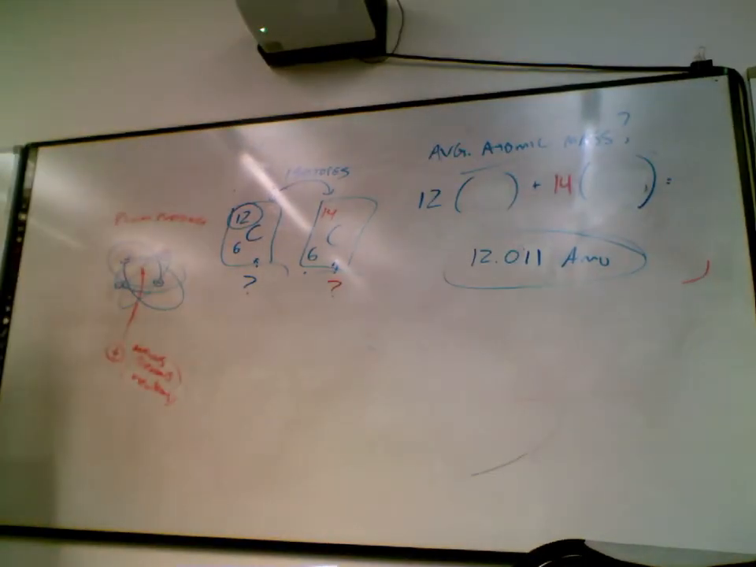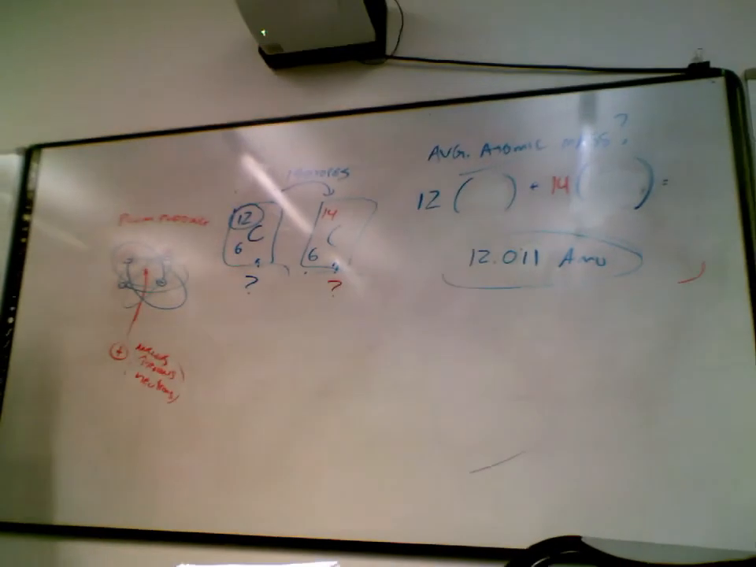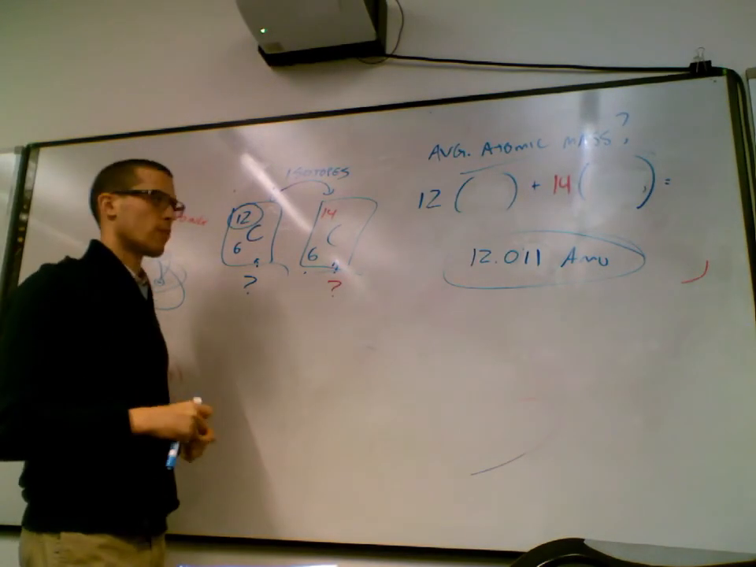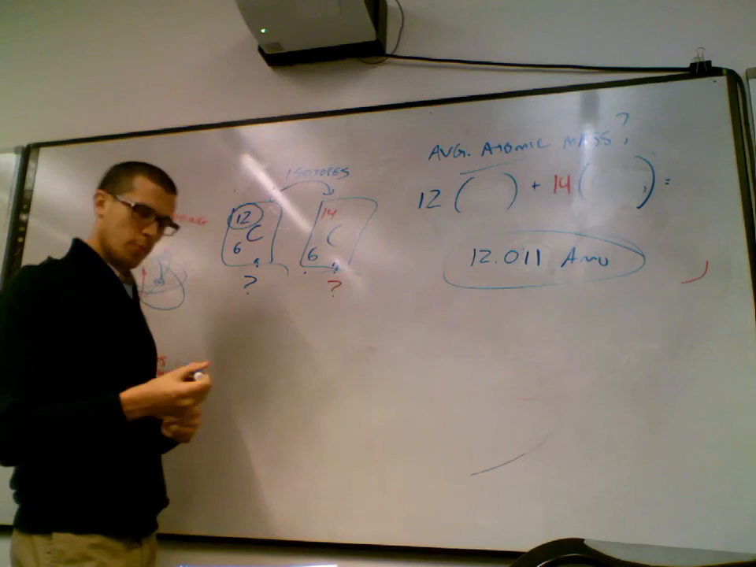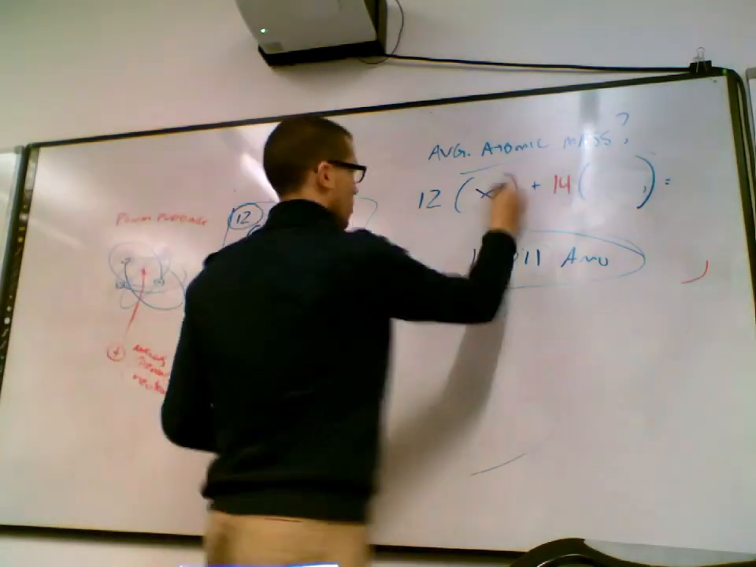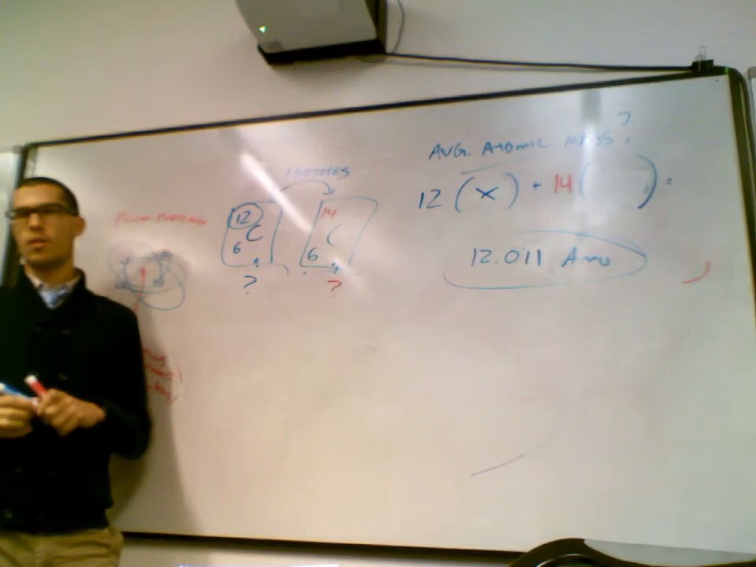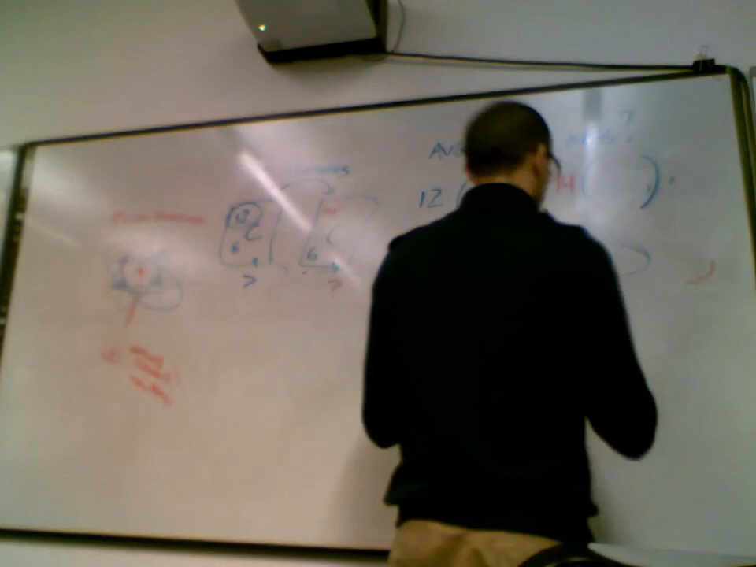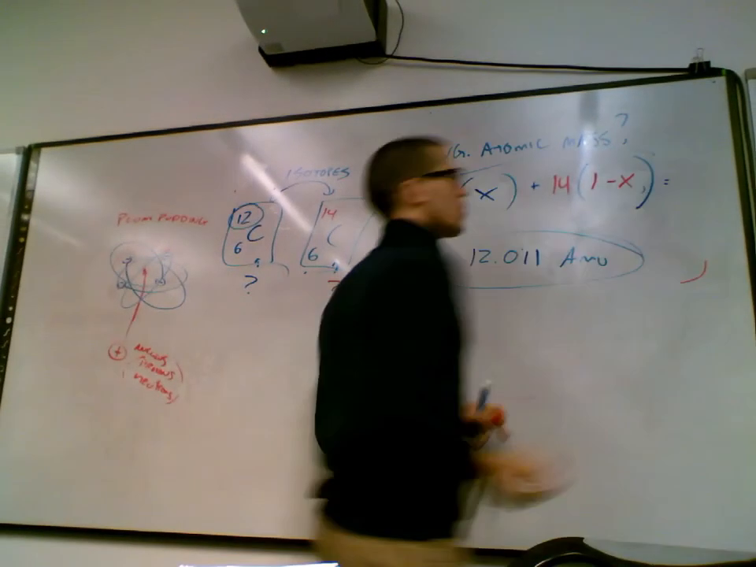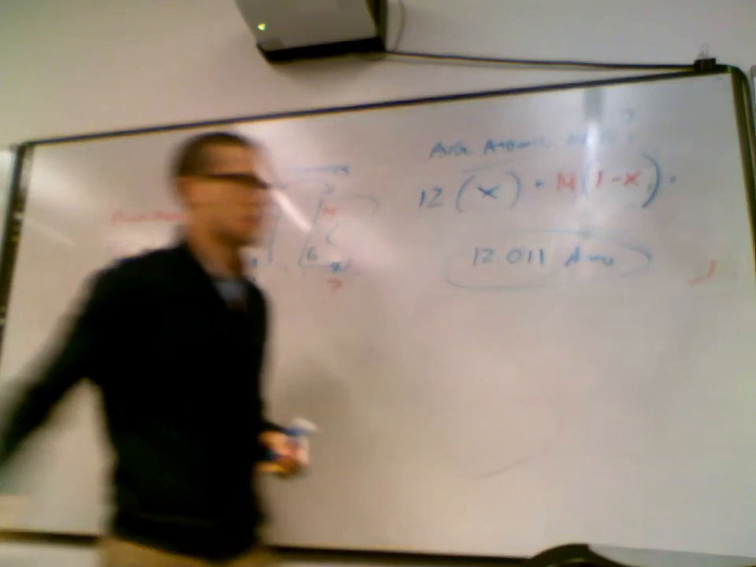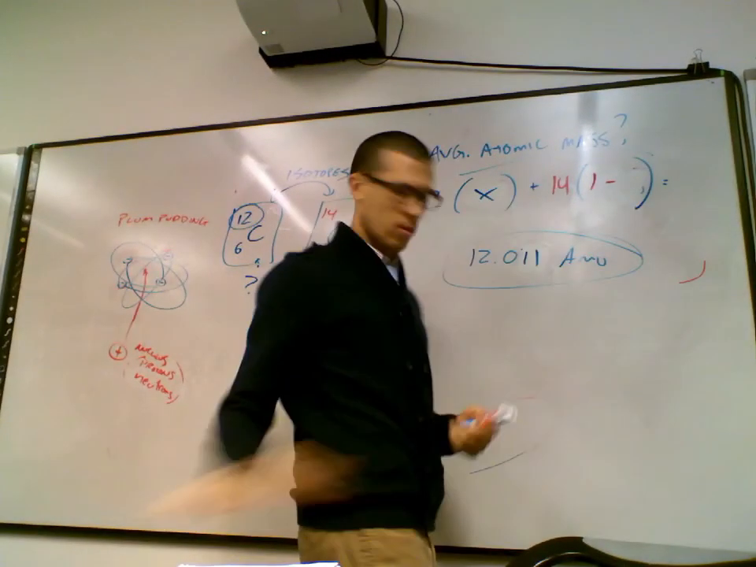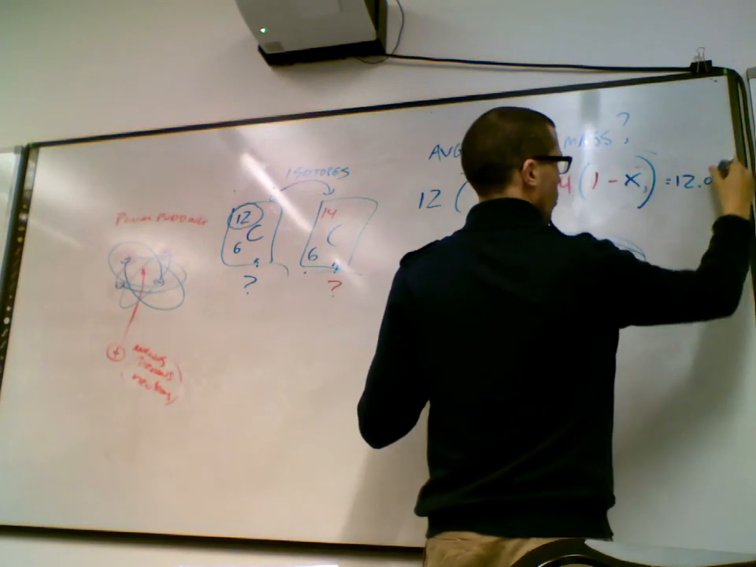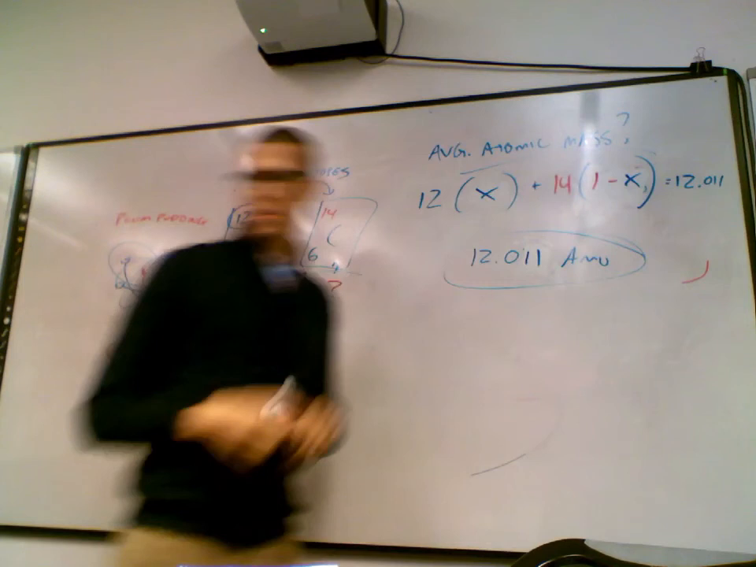How would you set this up, Chloe? I have no idea. All right, I'll give you a hint. We can put X for one of these. Let's put X for this one. It doesn't matter which one we start off with. And then the other one, you can say this one is 1 minus X. Same X. And this whole thing equals 12.011, because that's the average atomic mass.